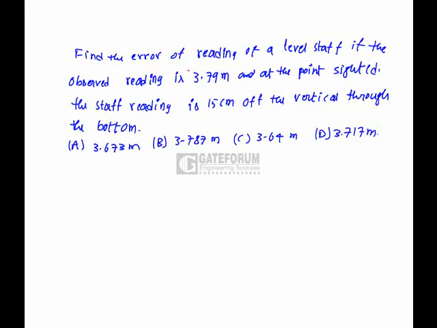We have to find out the error of reading of a level staff if the observed reading is 3.79 meters and at the point sighted the staff is 15 centimeters off the vertical through the bottom. If you see the diagram, the reading that we have observed is 3.79, that is the diagonal, and it is 0.15 meters off from the vertical through the bottom. So what we have to find out is the actual value, where diagonal square is equal to this side square plus this side square.